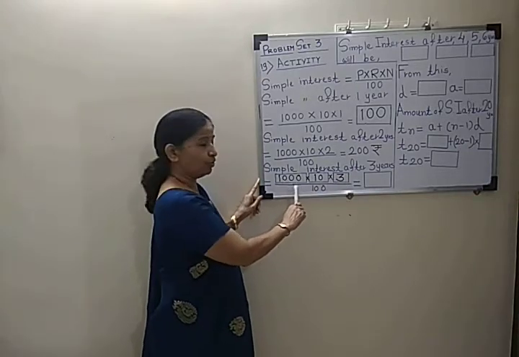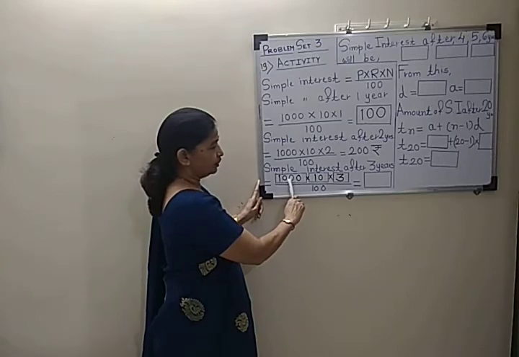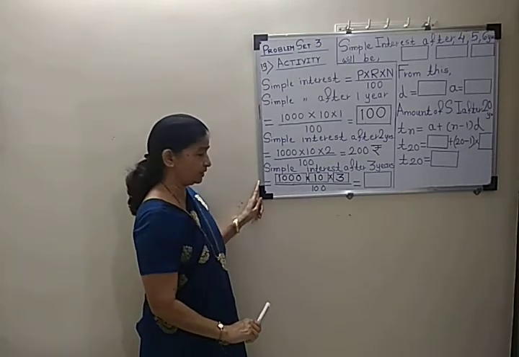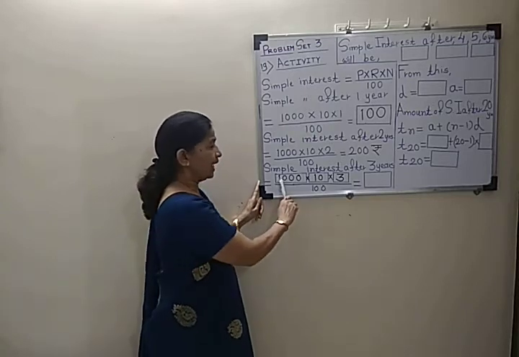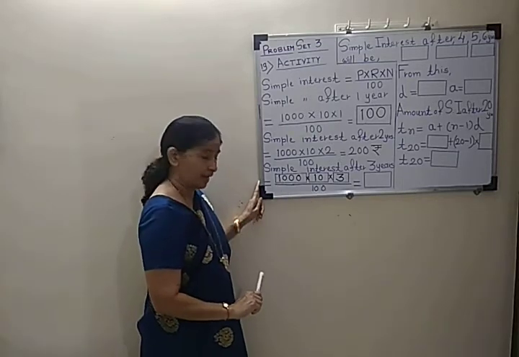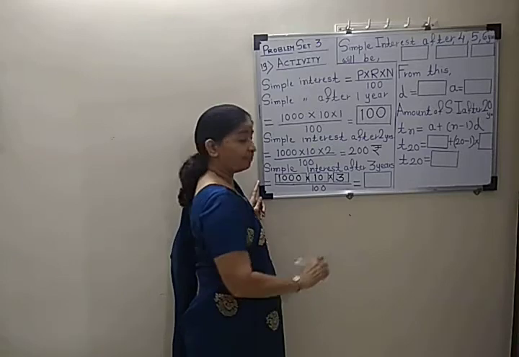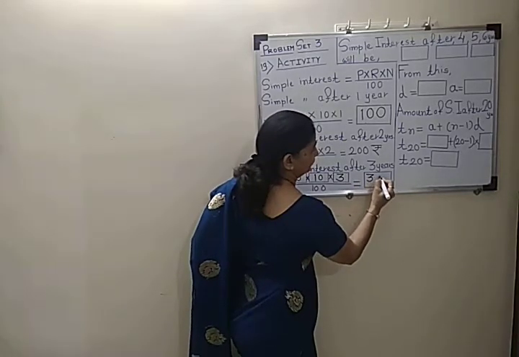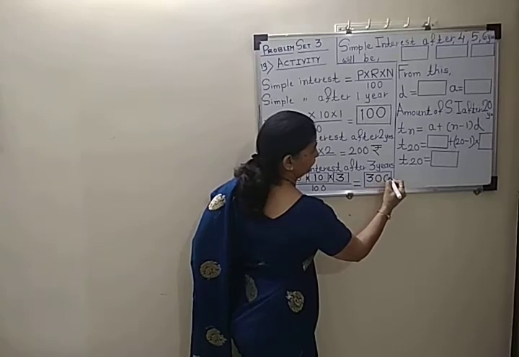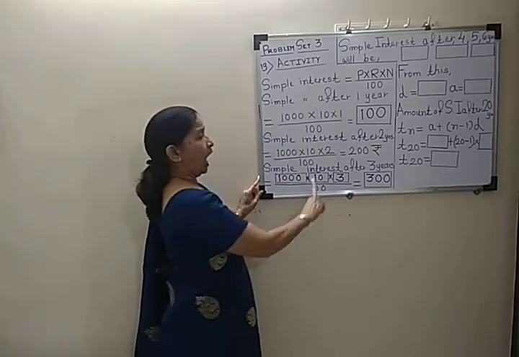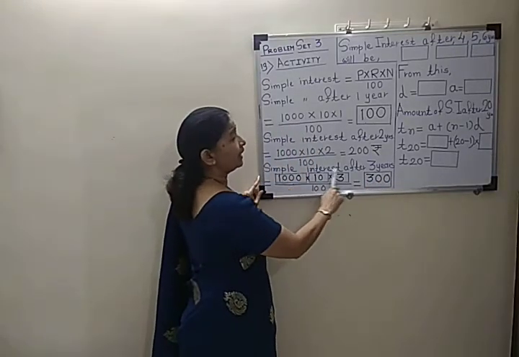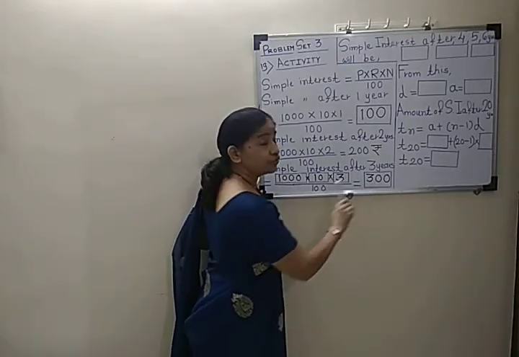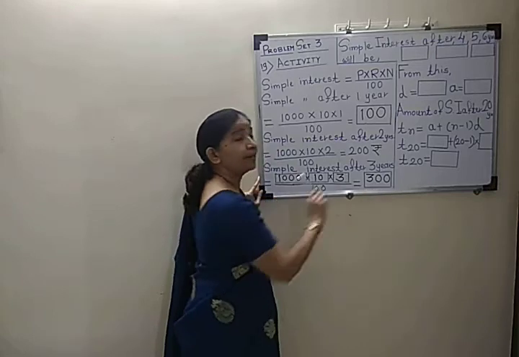Now we will calculate: these 2 zeros and these 2 zeros will get cancelled. 10 tens will come as 100. 3 times it will come as 300 rupees. So simple interest after 3 years, after calculation, is coming as 300 rupees.